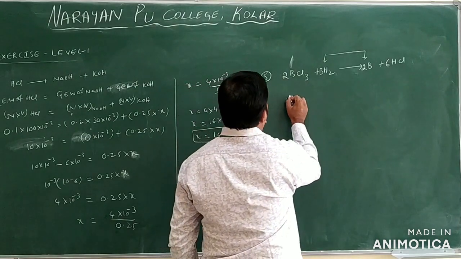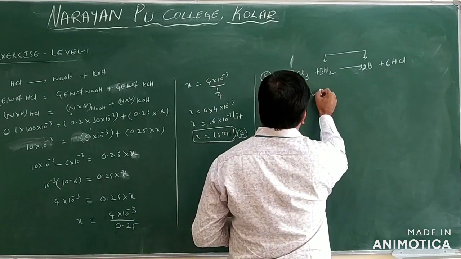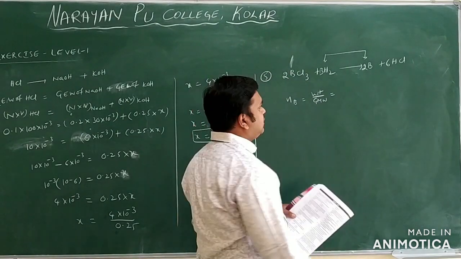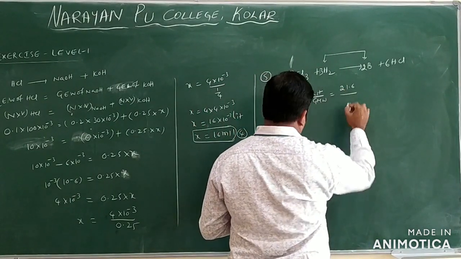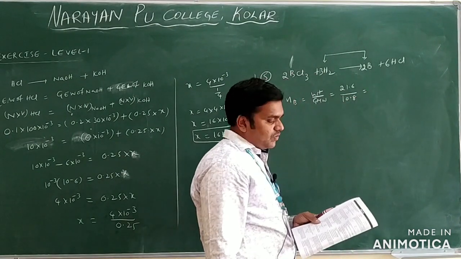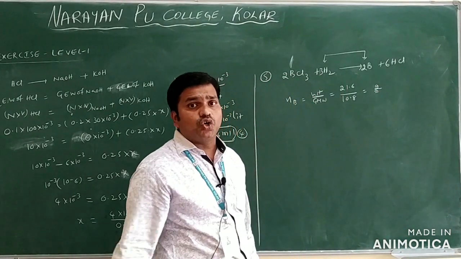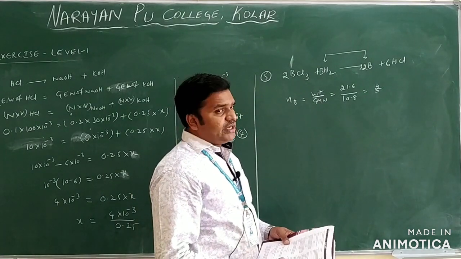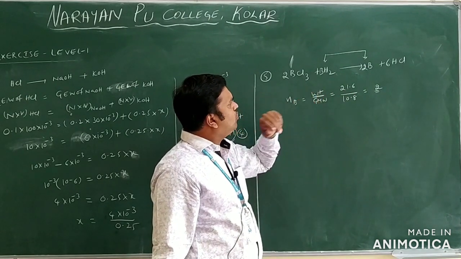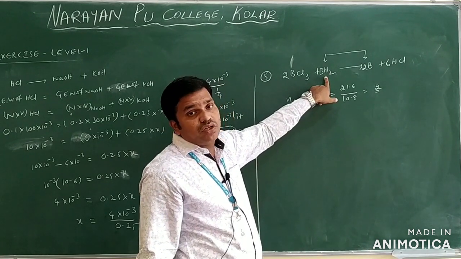Now I will write here number of moles of boron. Number of moles of boron is given weight by gram molecular weight only. What is the weight of boron given here? 21.6 only. By its atomic weight, which is given how much? 10.8 only. So 21.6 by 10.8 means 2 moles you are getting only. So from this balanced equation you can say 2 moles of boron gives how many moles of hydrogen gas we have? 3 moles of hydrogen gas.